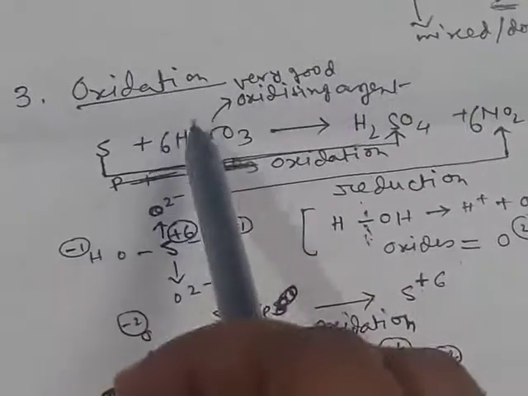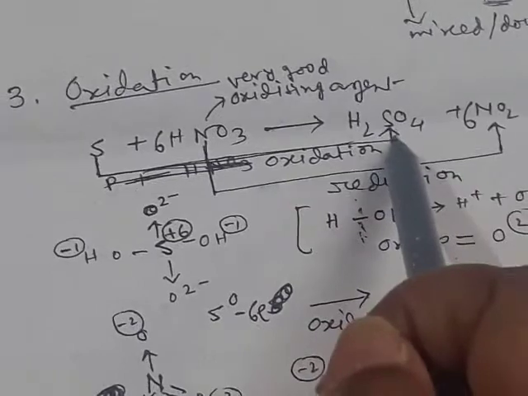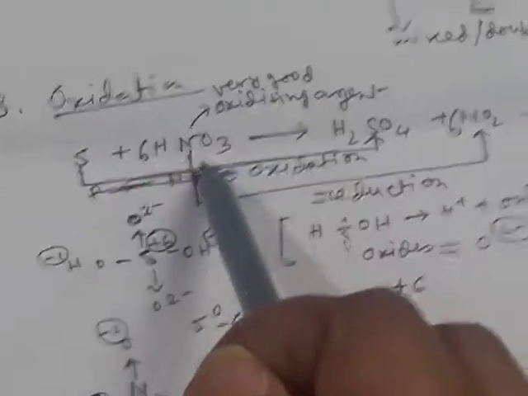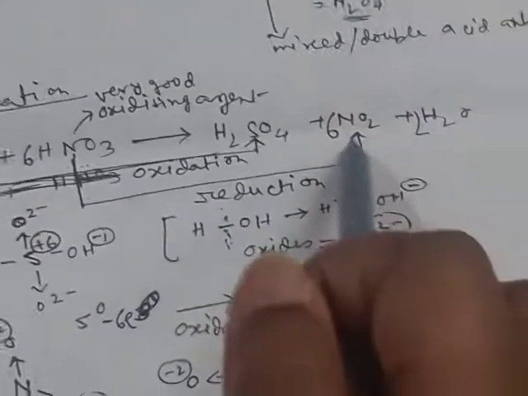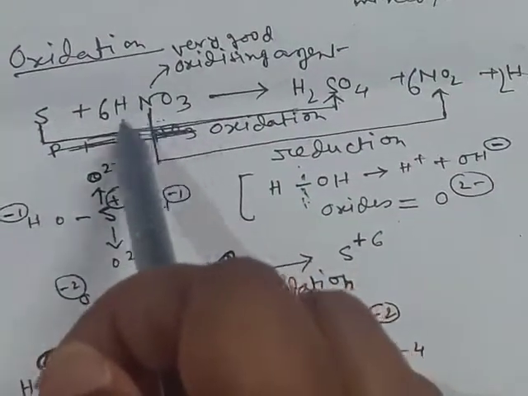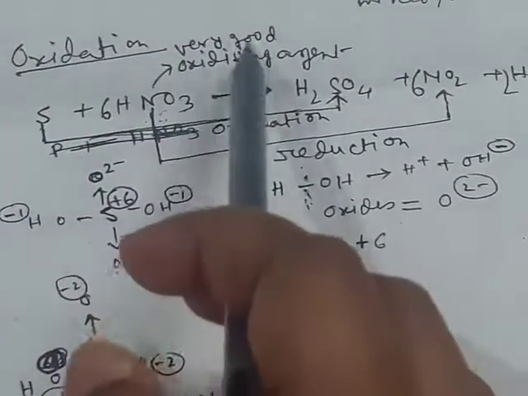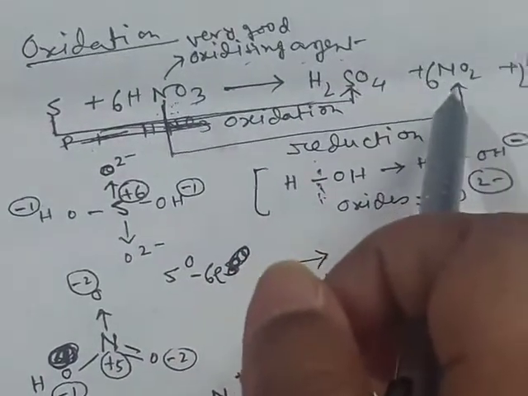Now, oxidation reaction. Sulfuric acid can be prepared from the element sulfur. When sulfur is allowed to react with nitric acid, there will be formation of sulfuric acid, and from nitric acid we get nitrogen dioxide and water. Here nitric acid acts as an oxidizing agent. Nitric acid is a very good oxidizing agent. Here mainly an oxidation reduction reaction takes place.